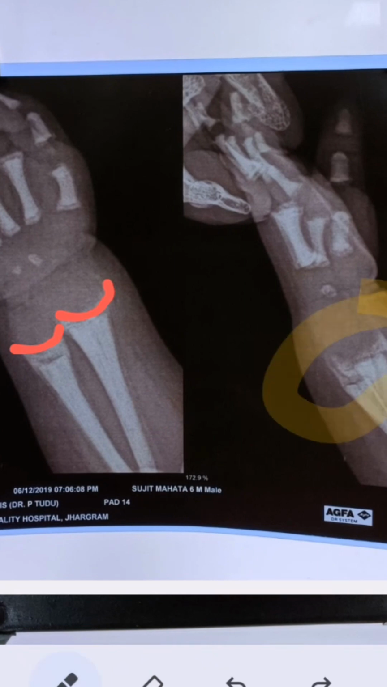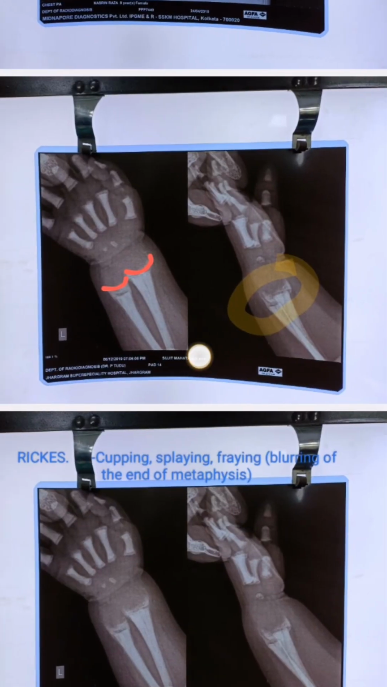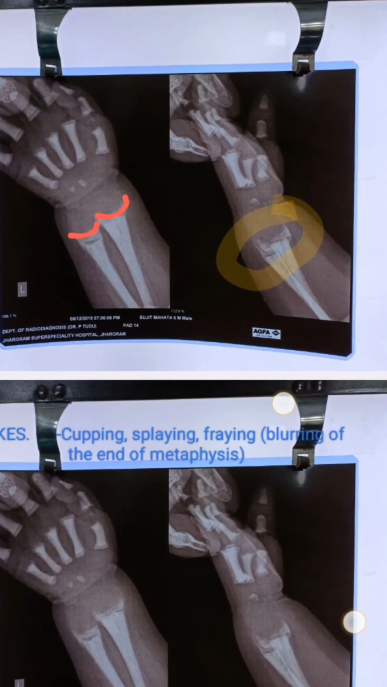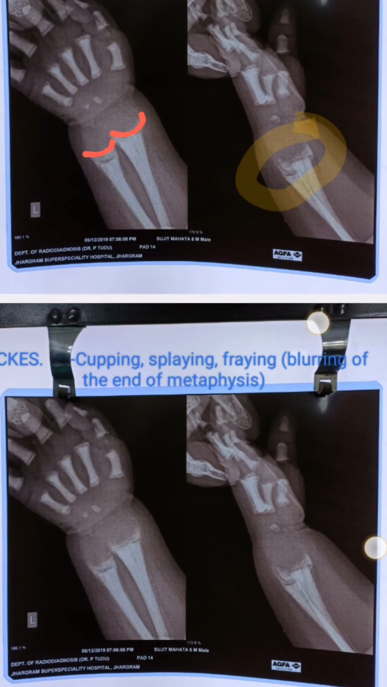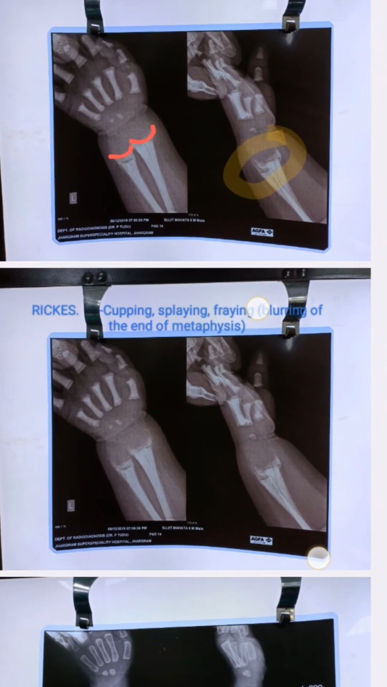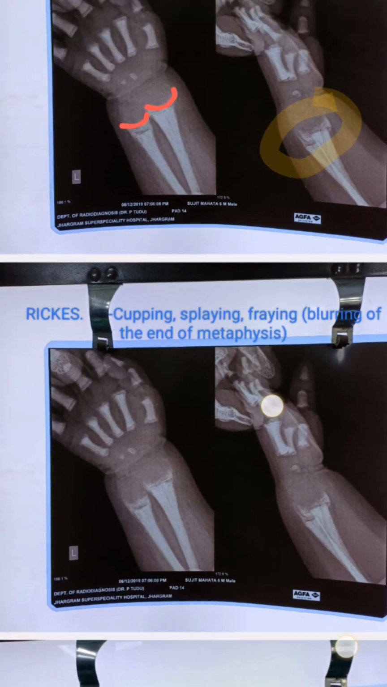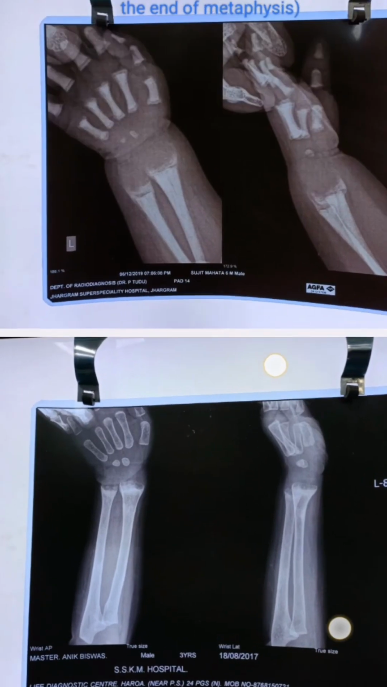Usually what is happening is that bone formation, that is osteoid formation, is happening, but such strong bone is not able to form because of the long axis, so this tissue bulges out. That is called cupping. Widening of the metaphysis is called splaying. And lastly, fraying of the metaphysis, that is the irregular calcification that is happening, we call it fraying.